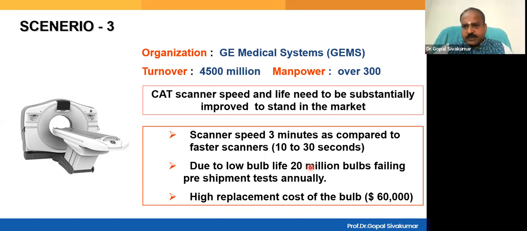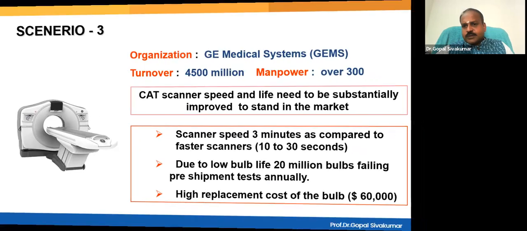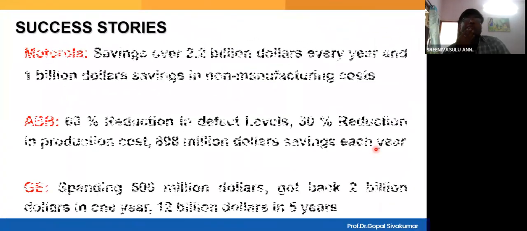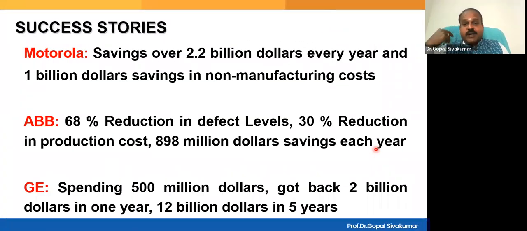A particular scanning process, this equipment is taking 3 minutes, but a similar scanning process by competitors, they were able to complete in 30 seconds. So this made them improvise their product, and they adopted Six Sigma. So as a result, since all these companies adopted Six Sigma, look at the benefits they realized. Motorola, they made a saving of $2.2 billion every year.